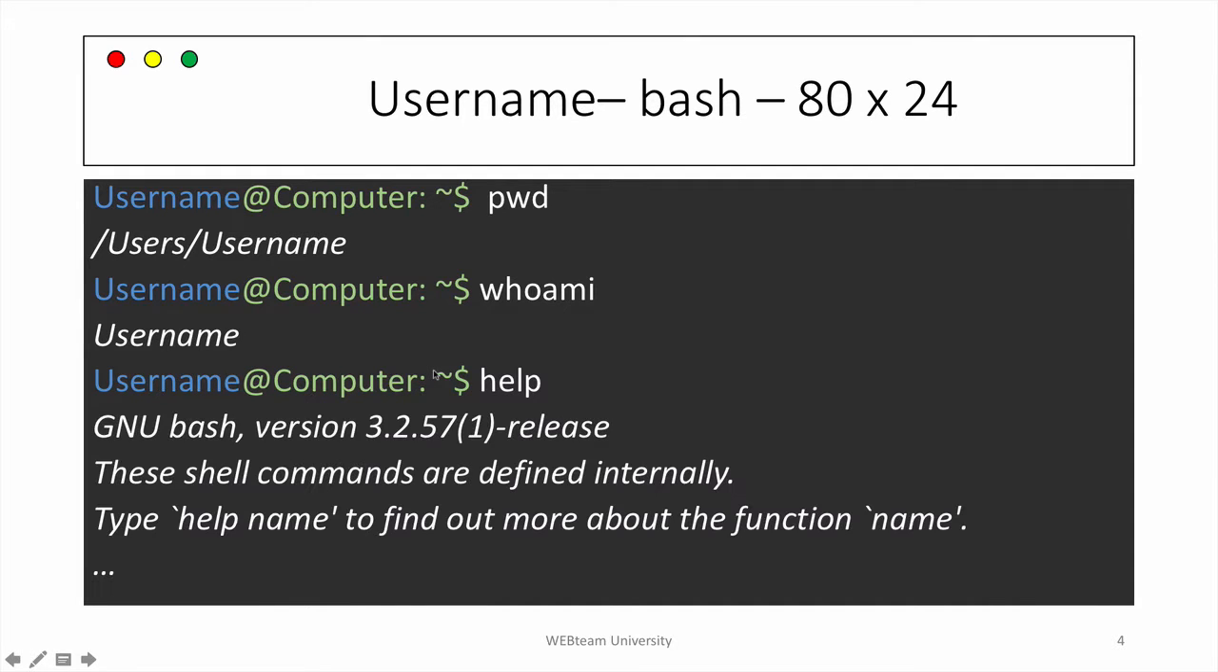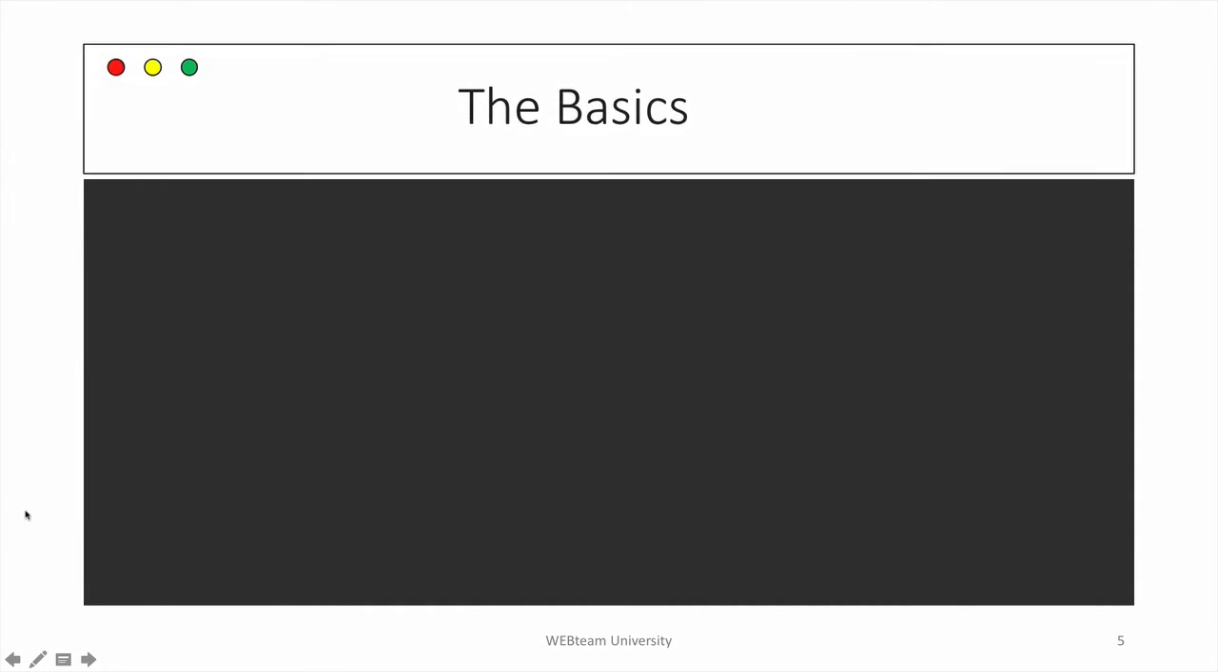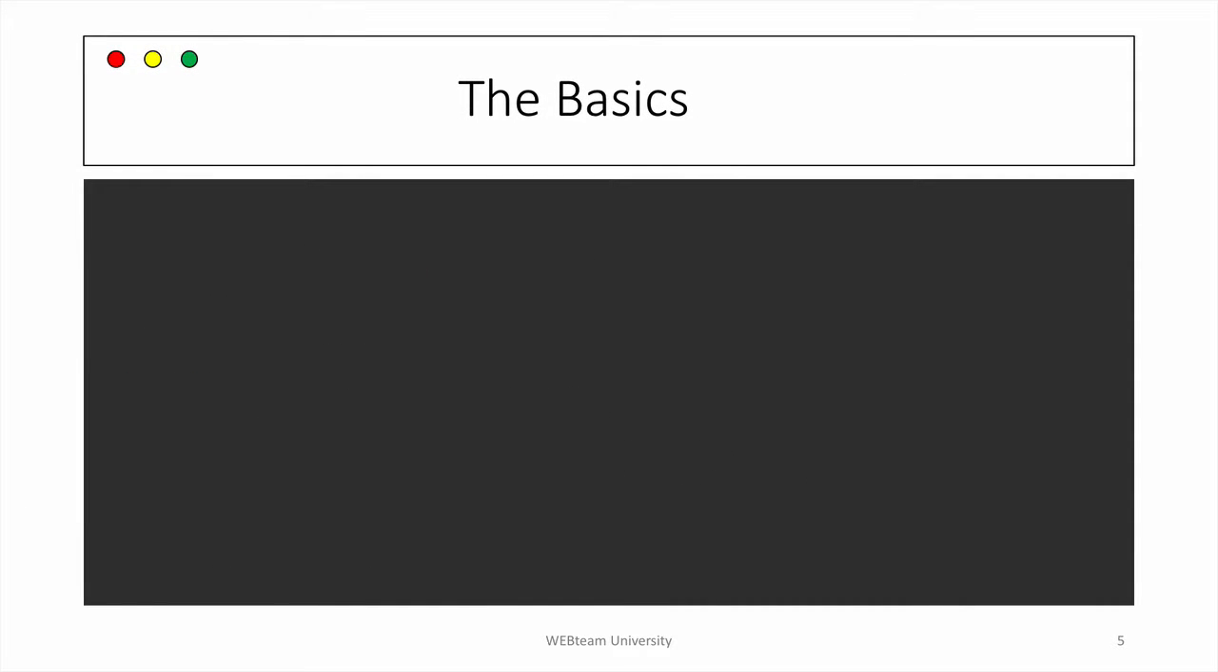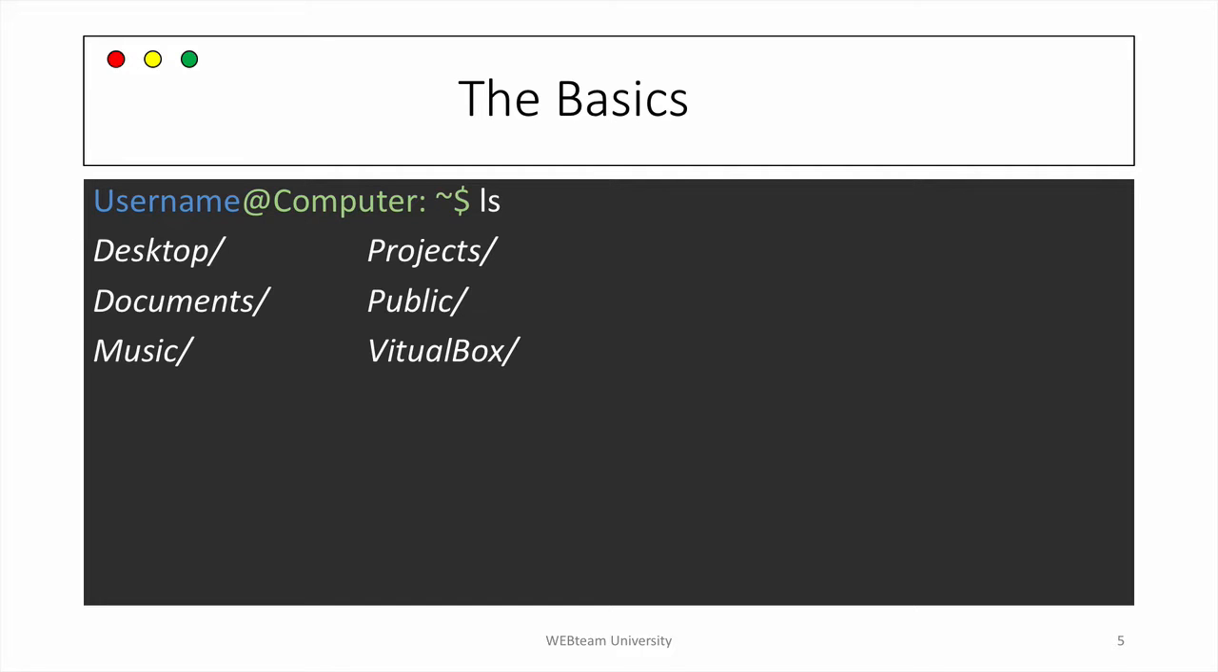If we type help, we're going to get some information about the shell. This is specific to my machine, so your information might be a little bit different. Let's go over some of the basics. Navigating the directories. We can list the contents of a directory with the ls command. So in my users directory, I'm going to issue ls. It's going to give me desktop, documents, music, VirtualBox, public, projects. These are the folders in my users directory.